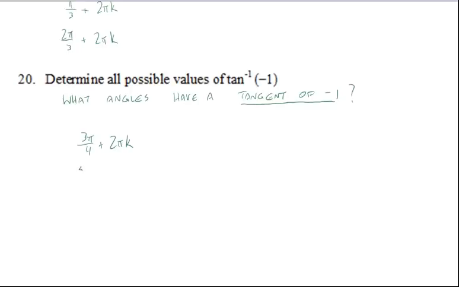When you divide those two numbers, you're going to get a -1. So the other answer is 7 pi over 4 plus 2 pi k. Those are the two answers we're looking for on this one. Now try to practice the questions in the section below and see how you do with the answers.